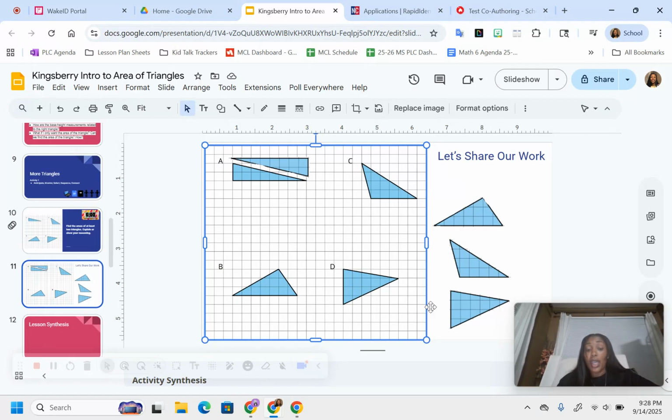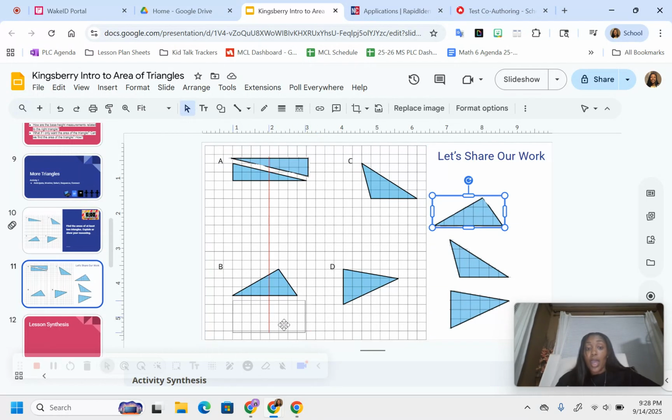So if I look at B, I can do the same thing with B. With B, I got my copy here. And now what I want to do is take that copy and move it around so that I can see how I can form it into a parallelogram or a rectangle.